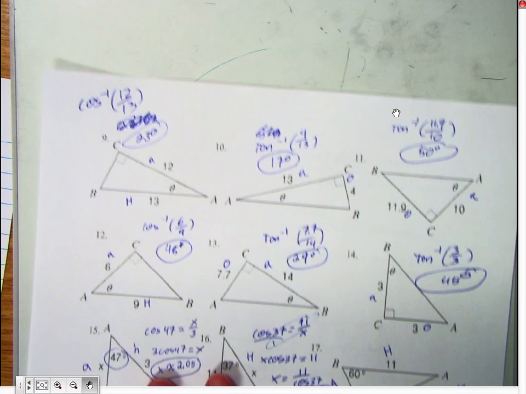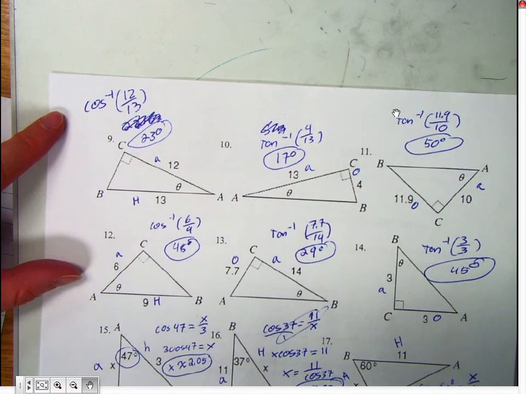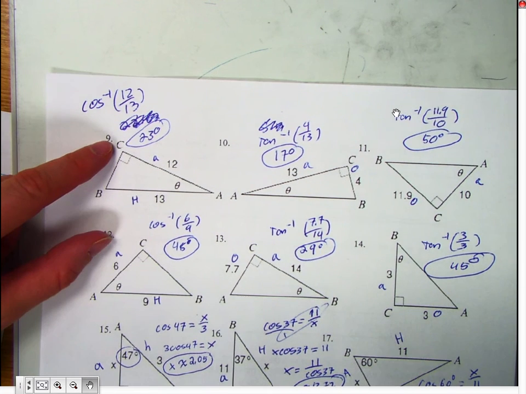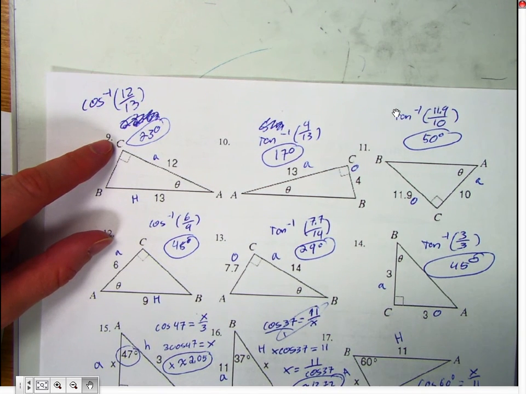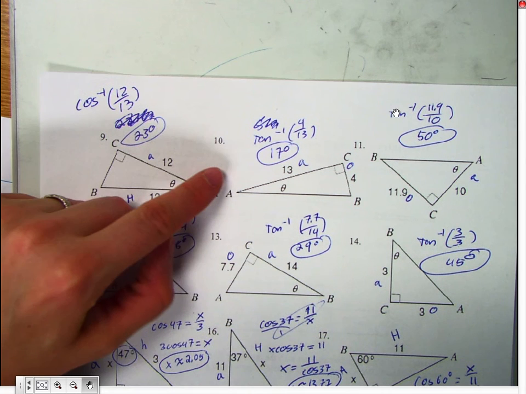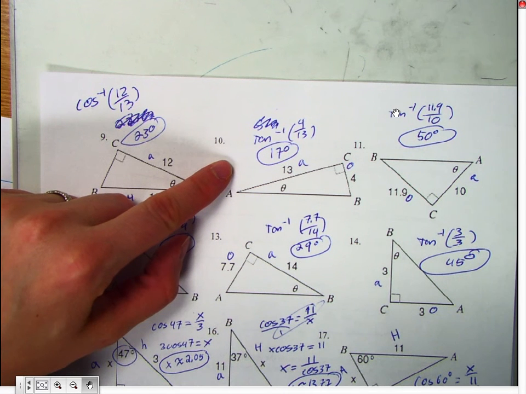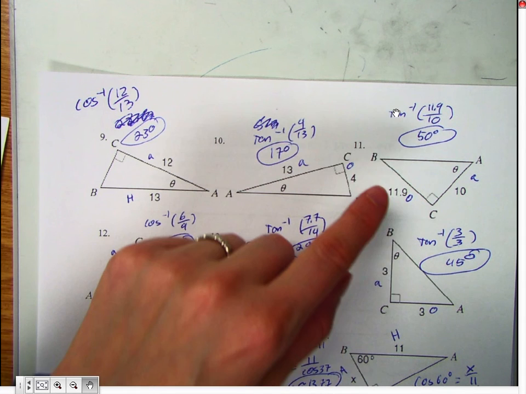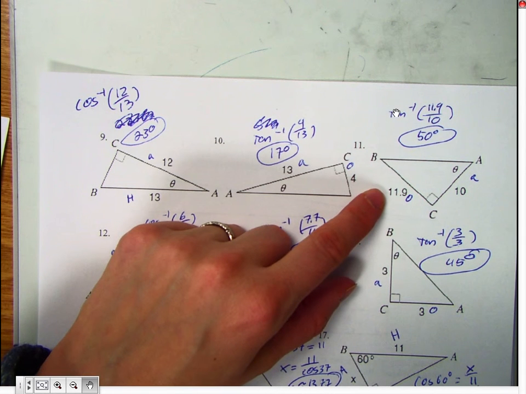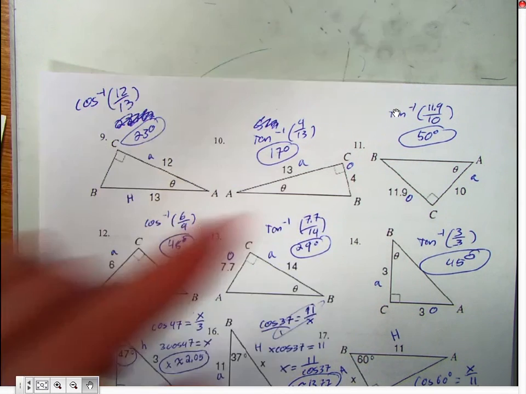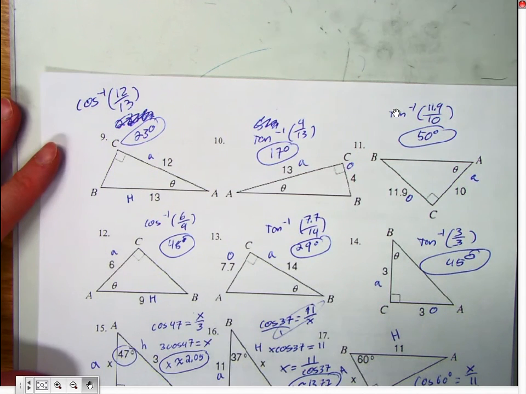So number 9, we used inverse cosine and found that it was 23 degrees. Number 10, we used inverse tan and got 17 degrees. Number 11, we used inverse tan and got 50 degrees. What? Do I have to round? Yes.